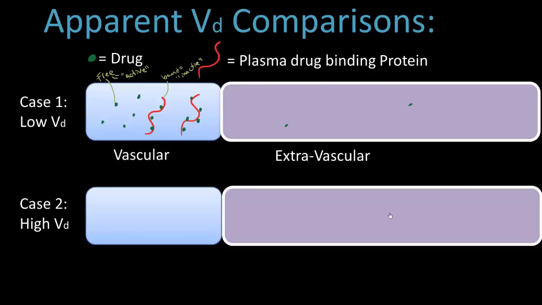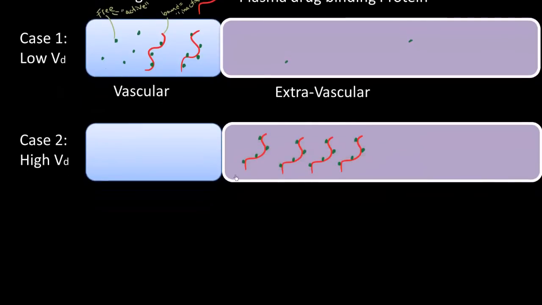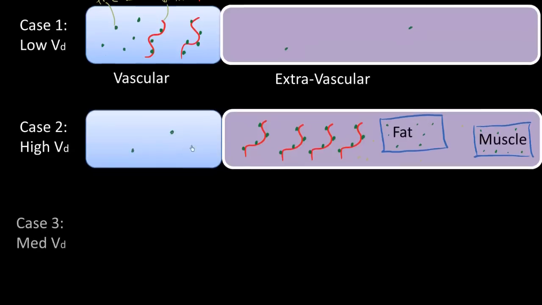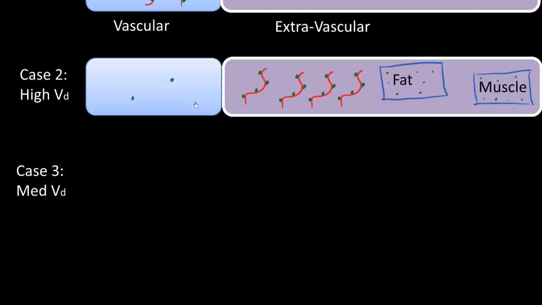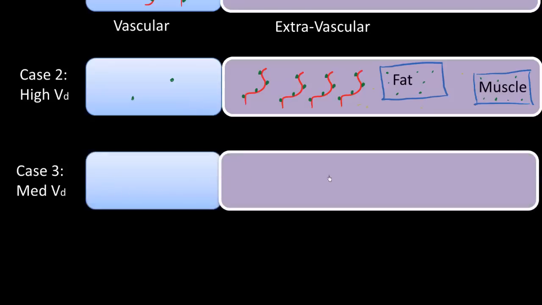So what are some examples of where it can be in the extravascular space? Well, it might bind to some proteins in the extravascular space. And like we said before, it can also get into the fat and muscle. So here we draw the fat and the muscle, and the green shows the drug is inside of there. There also might be some free drug roaming around. Whereas here, very little drug. And somewhere in between, I would say, here's our picture.